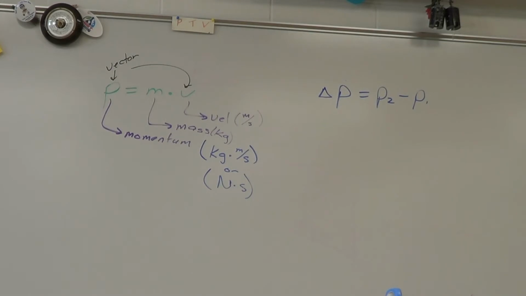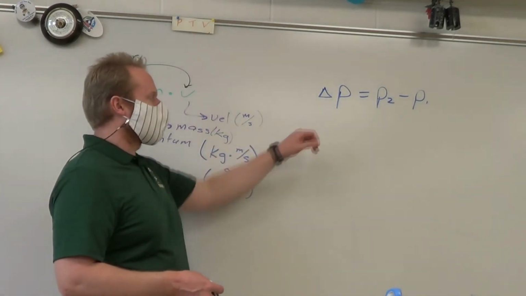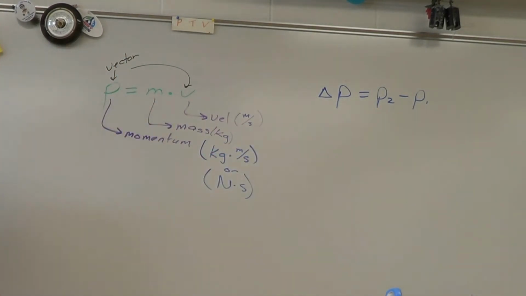Sometimes we want to compare the change in momentum, and that's what the second equation is: delta p, or a change in momentum. All that's going to be is the final momentum minus the initial momentum. So it's two location problems using 1s and 2s like we did last time. Final minus initial, and it has to be final minus initial. It's not initial minus final, it's final minus initial.